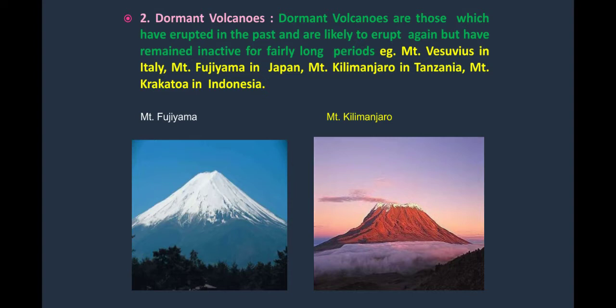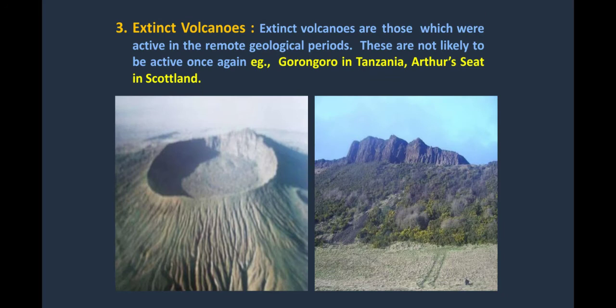The third type of volcano is extinct volcanoes. Extinct volcanoes are those which were active in the remote geological periods. Long back they were active and they are not likely to be active once again. Like Ngorongoro in Tanzania and Arthur's Seat in Scotland, you can see they are dry and they will not erupt again, so they are called extinct volcanoes.